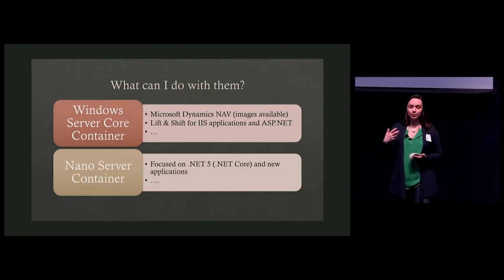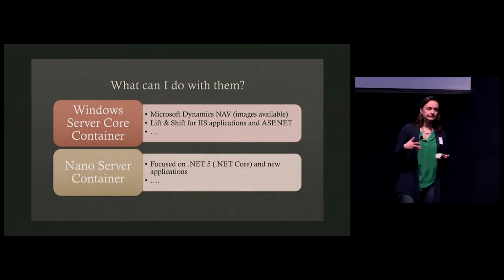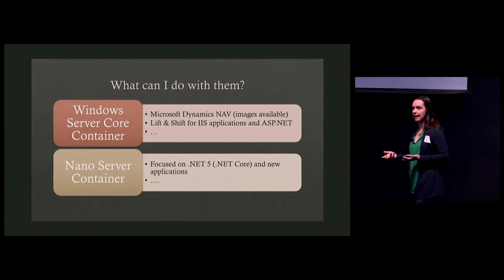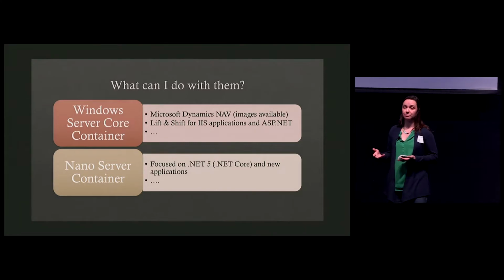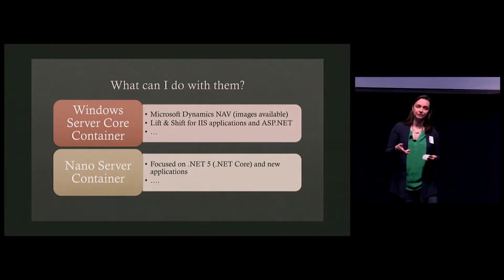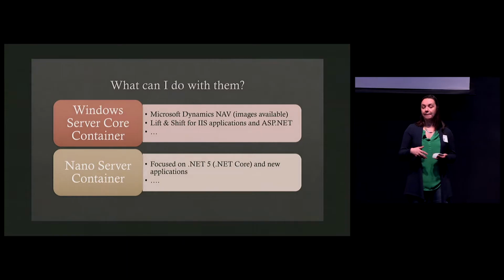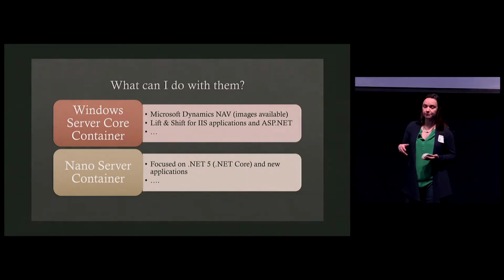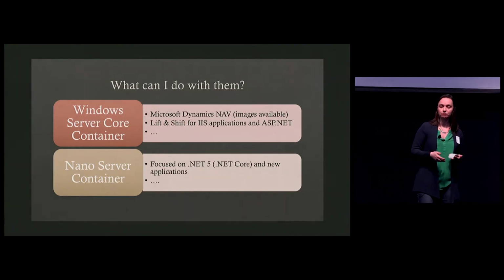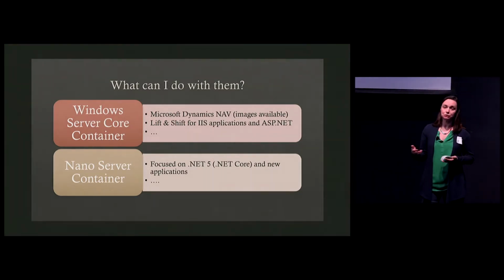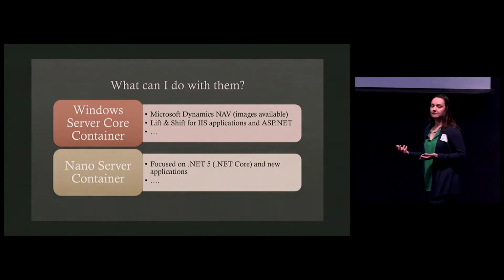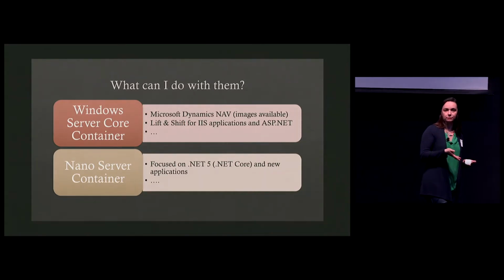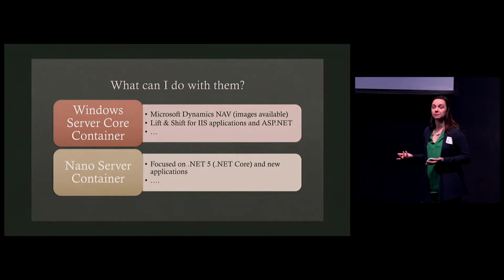So what can you do with these containers once you think you want to get started with them? The Windows Server Core container is the container you should look at for lift and shift workloads. If you're helping an enterprise start changing some of their on-prem workloads, or workloads that they have running on full versions of server, IIS is great for this, Dynamics as well. You can put them in containers with some caveats and with some relative ease. If you're looking at doing new development, if you focus on .NET 5 or .NET Core and any new applications, NanoServer is a much smaller footprint, and it's probably the way that you're going to want to go.